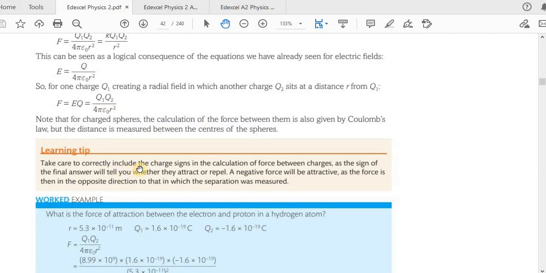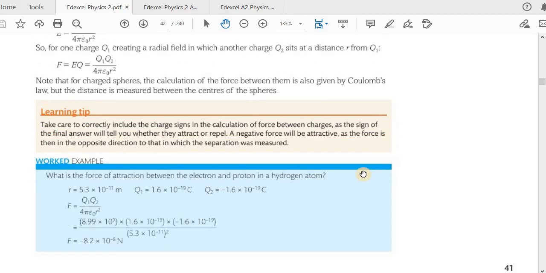Take care to correctly include the charge sign in the calculation of force between charges, as the sign of the final answer will tell you whether they attract or repel. Now again, from what you have learnt, you know that if two charges have the same charge, both either positive or negative, then they will repel. But if they have opposite charges, they will attract. Opposite charges, dissimilar charges, different charges, unlike charges, all those words mean the same thing. A negative force will be attractive as the force is then in the opposite direction to that in which the separation was measured.